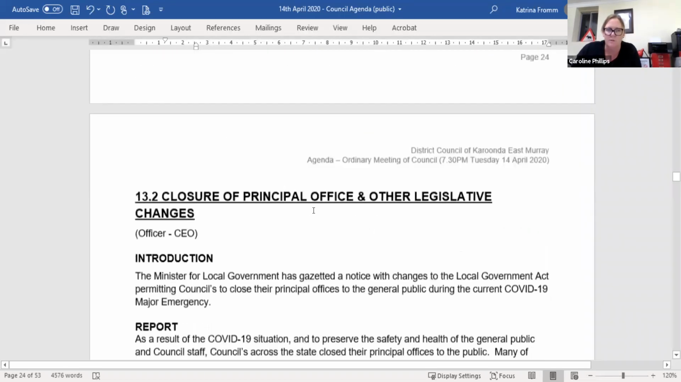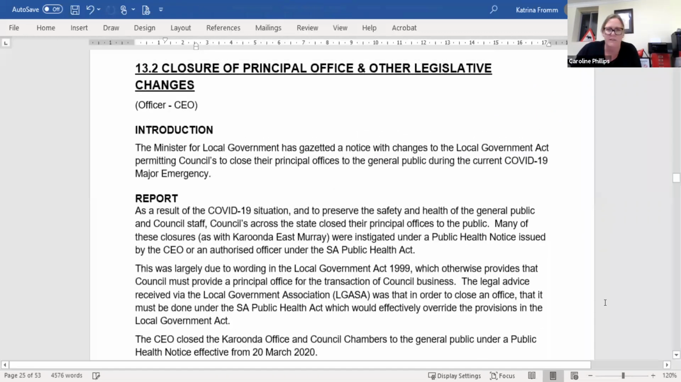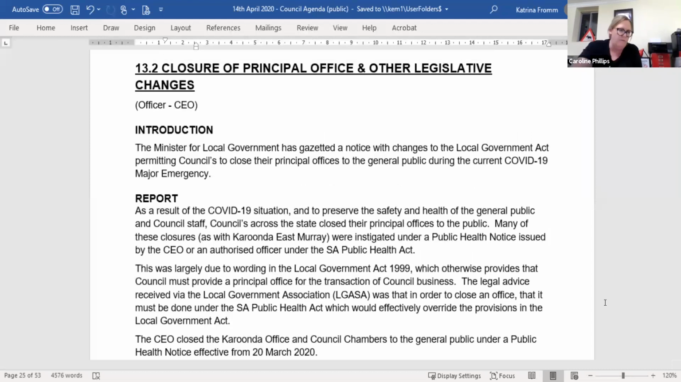So this is all to do with changes that have been required as a result of the COVID-19 situation and our obligations with the Act. So I'll just pass over to Matthew just to give an overview of that and what we need to do here. Thank you, Mayor Phillips.